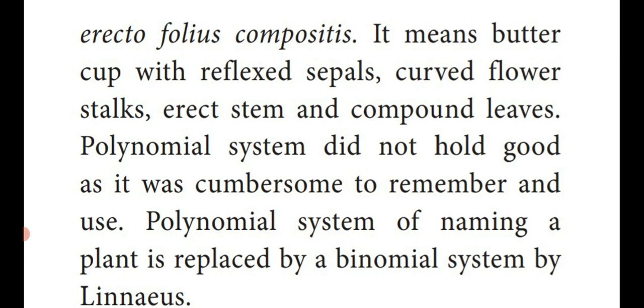First one, buttercup with a reflexed sepal, curved flower stalk, erect stem, and composite means compounded leaves. Folius means leaves, compositis means compounded leaves. So this polynomial system was not good, and also the remembrance of a name is very difficult. So this polynomial name was replaced by the binomial system of nomenclature by Linnaeus. So write a short note on polynomial is an important 2 mark and 3 mark question.